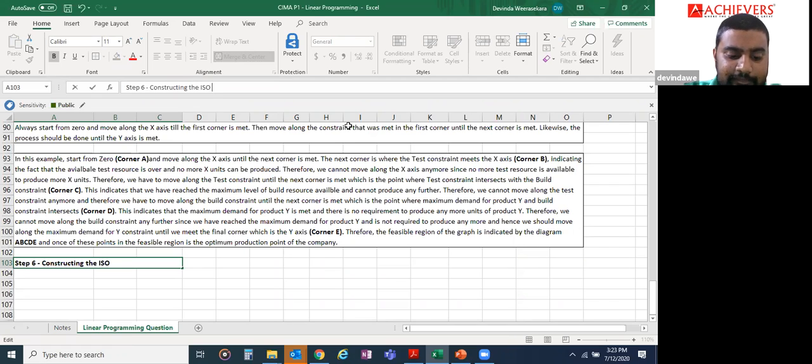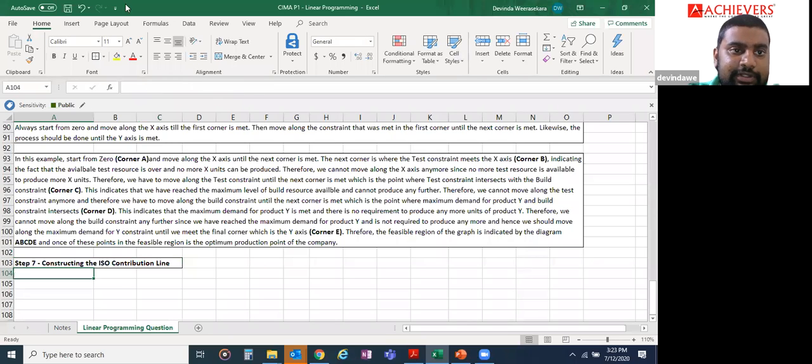Step 7 is called, guys, constructing the ISO contribution line, right? ISO contribution line means the alternative contribution line, right? Alternative contribution line.